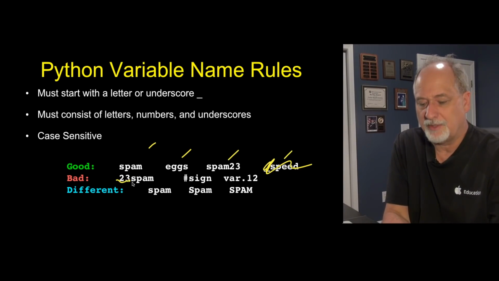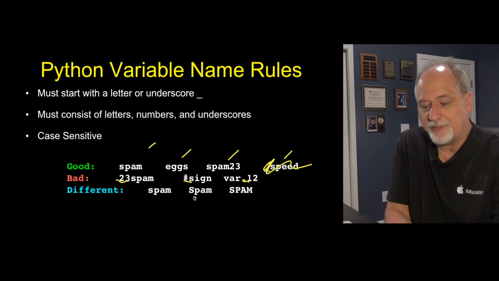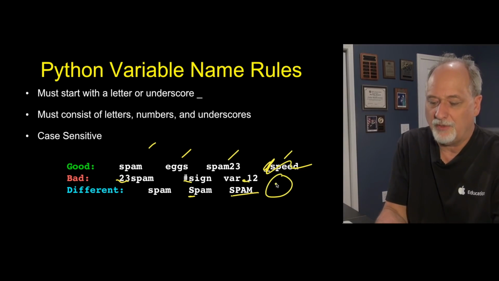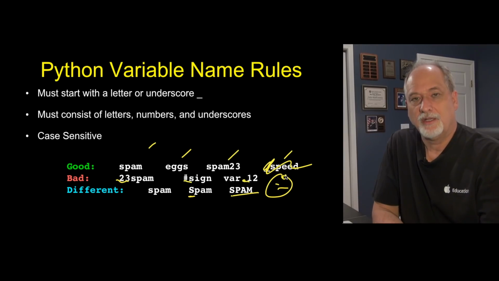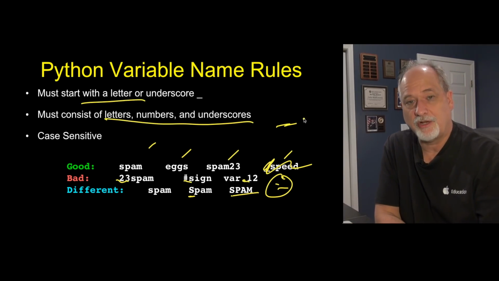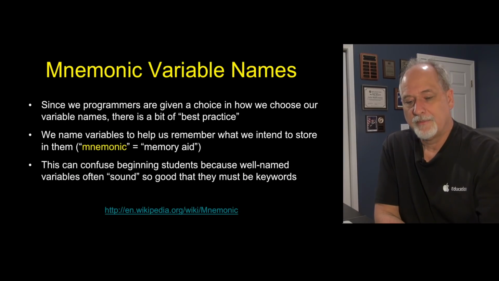23spam starts with a number, and the pound sign and the dot are not legitimate variable characters. Spam, capital Spam, and all-caps SPAM are different, but this is not something you want to depend on too much. So that's just the rules for names. We tend to start them with a letter and then use letters, numbers, and underscores. Underscores other than as the first character are generally pretty common, and you'll see those used a lot.